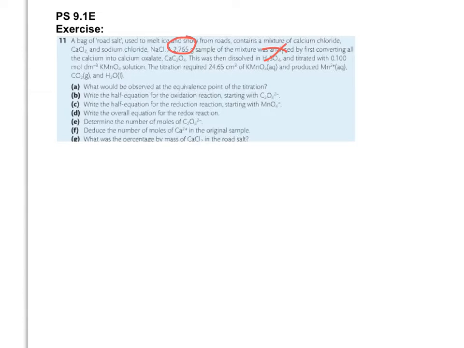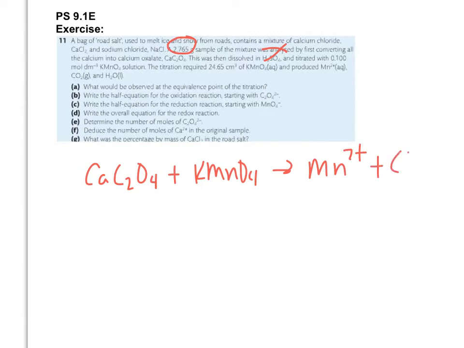So what you need to look at is the fact that you've got CaC2O4 being titrated with KMnO4. And then they say you produce Mn2+, CO2 and H2O. Now you notice that the MnO4 is accounted for, the C2O4 is accounted for, but there's no mention of either the calcium ion or the potassium ion.